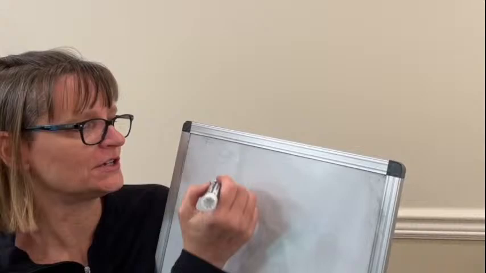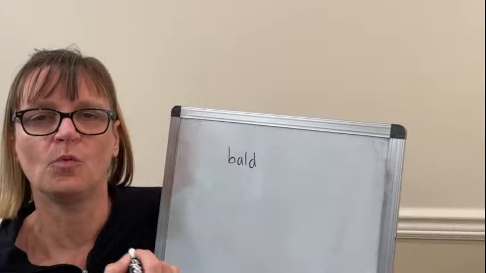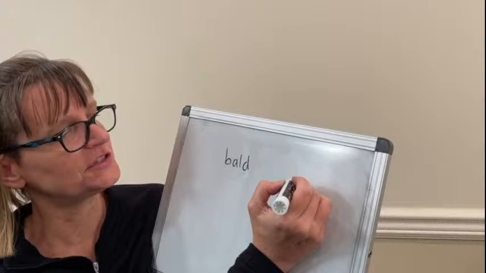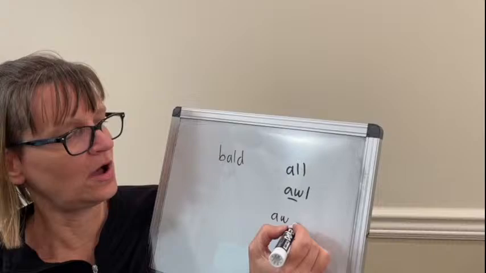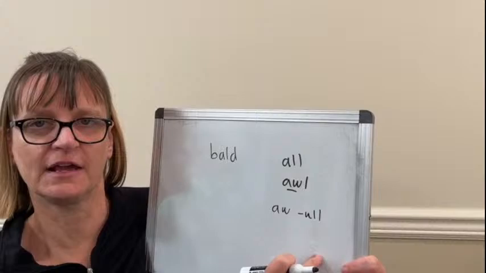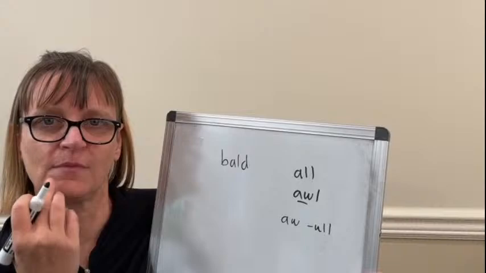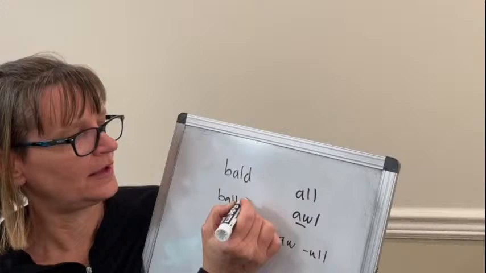We have the word bald, this request, all. I would build this from the word all, thinking about that as having kind of the aw vowel, aw, all. I don't need a lot of length here, but basically the aw, all, you're going to have a rounded vowel and your dark L, and then ball, and finally bald.